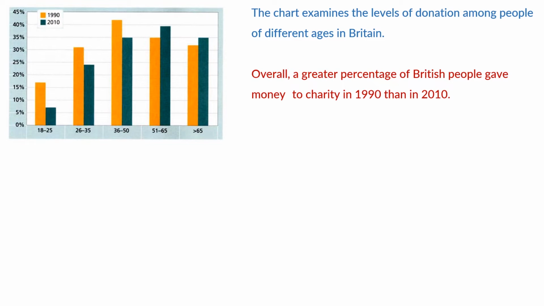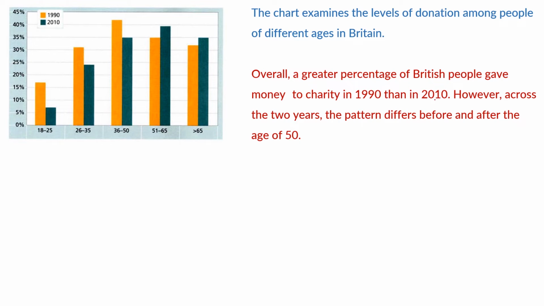Second paragraph starts with the first line as, overall, a greater percentage of British people gave money to charity in 1990 than in 2010. This is kind of an interesting and overall information that you can have in the beginning of your paragraph 2. Okay. Moreover, you can also add, however, across the 2 years, the pattern differs before and after the age of 50. Something more informative, but not overall. All right, something like spicy information, I would say. Keep your letter or the report interesting.